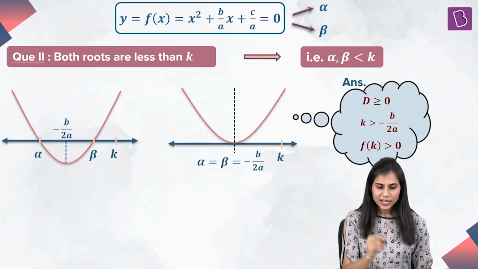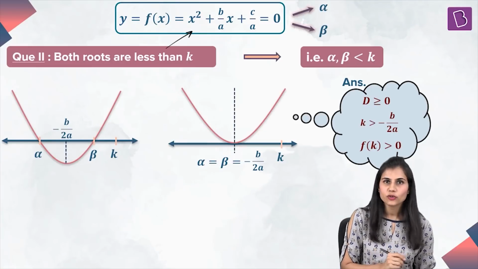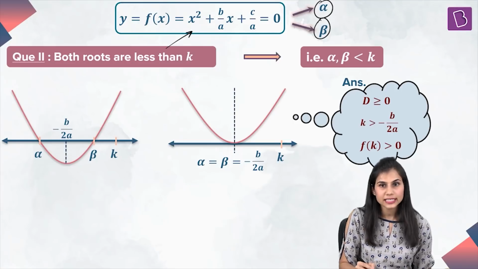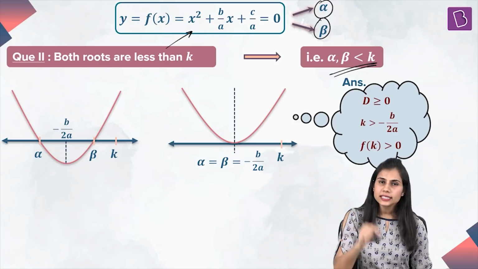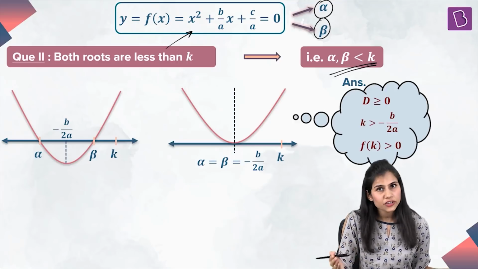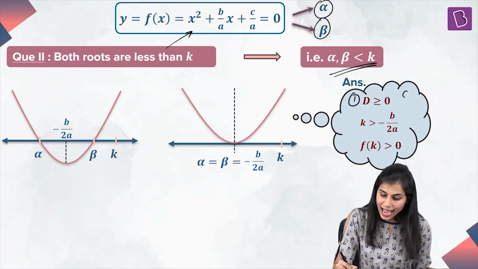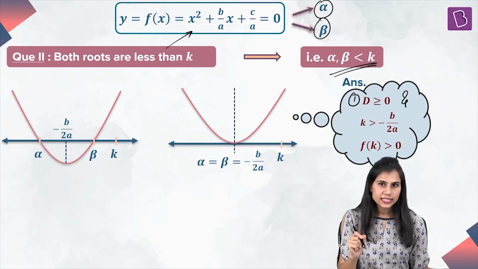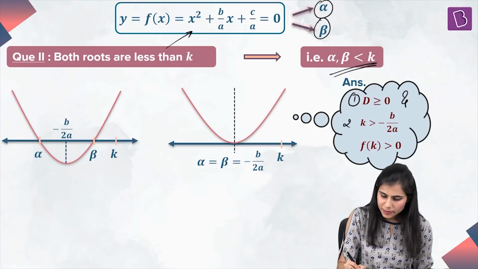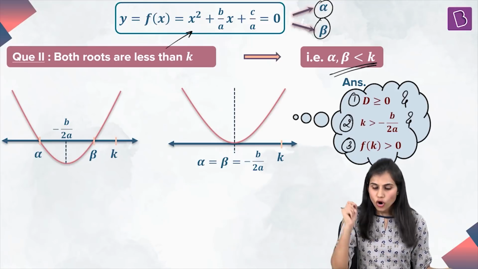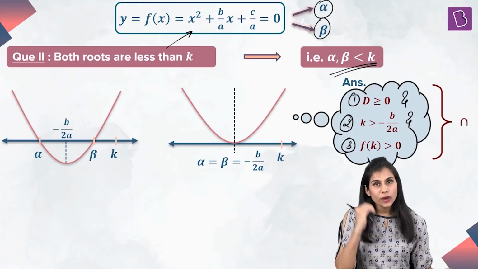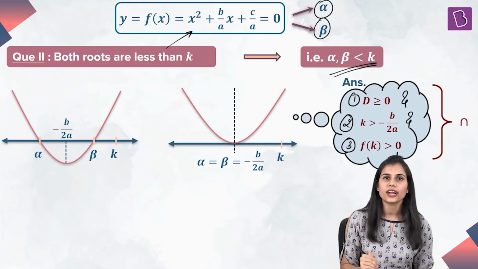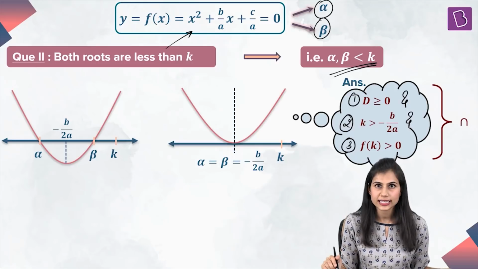What do I get? That this quadratic equation will have both its roots alpha and beta strictly less than a fixed constant k only when the discriminant of the quadratic equation is either greater than 0 or equal to 0, and k is the fixed number which is strictly greater than minus b by 2a, and f of k is strictly positive. Only when all the three conditions are met simultaneously will I be in a position to say that this quadratic equation will have both its roots strictly less than k.